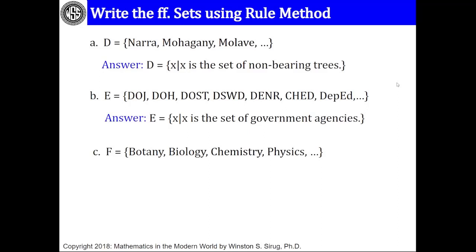Sir, try F is equals to the set of X is the set of physics po. Pakiulit. Equals to set of X is the set of physics po, the basis of all science. Okay. So, any other answers? Okay, Von? F is equals to the set of X such that X is the set of branches of science. Okay, branches of science.